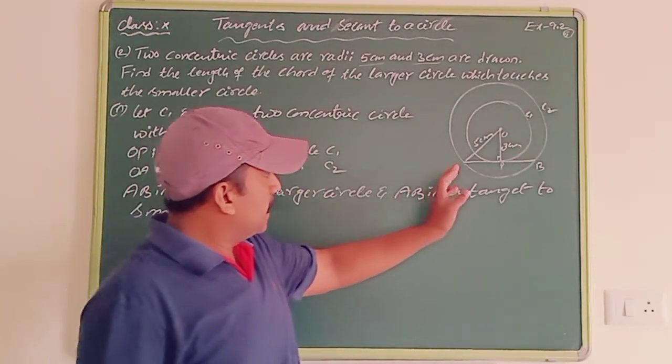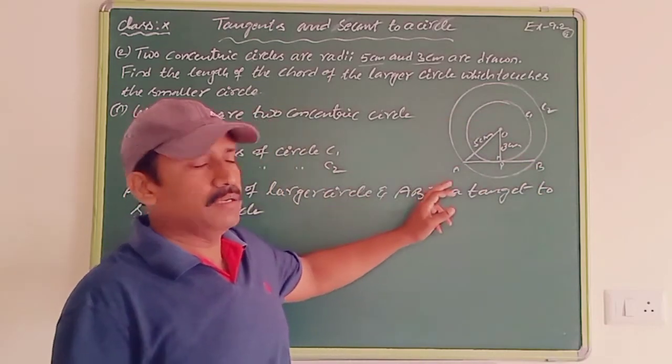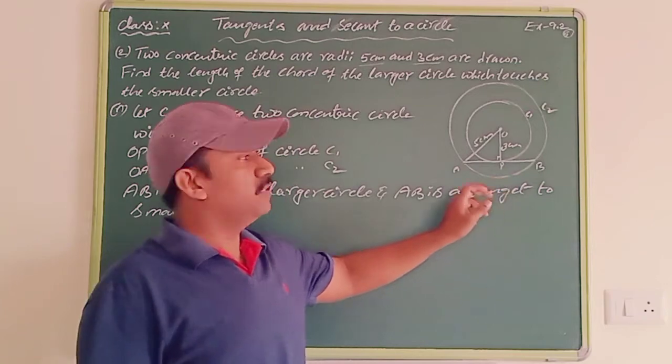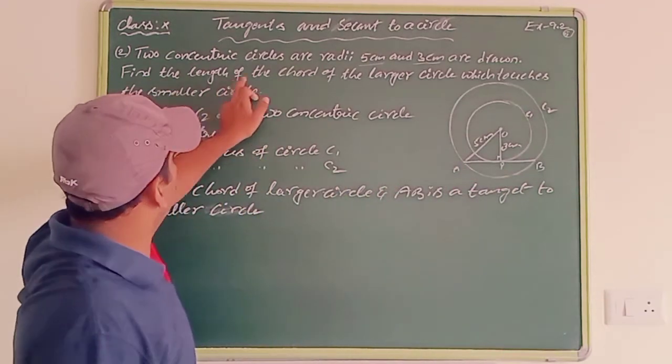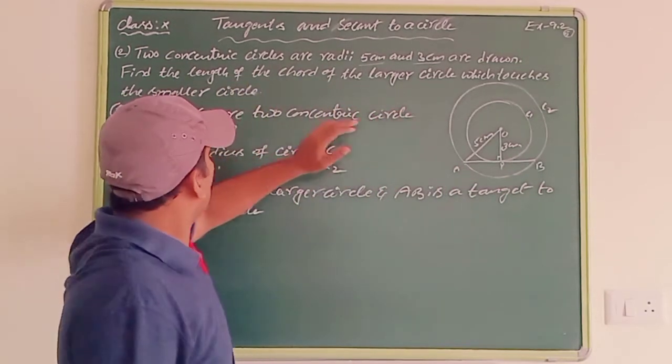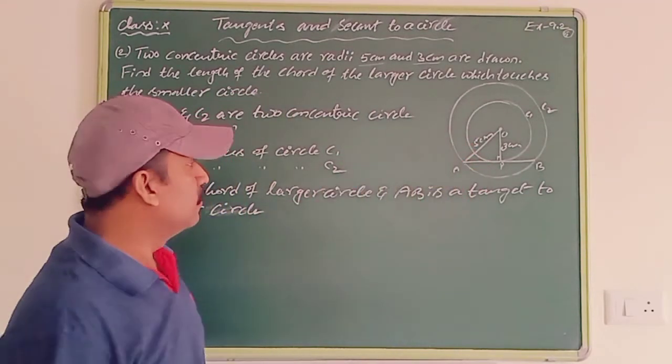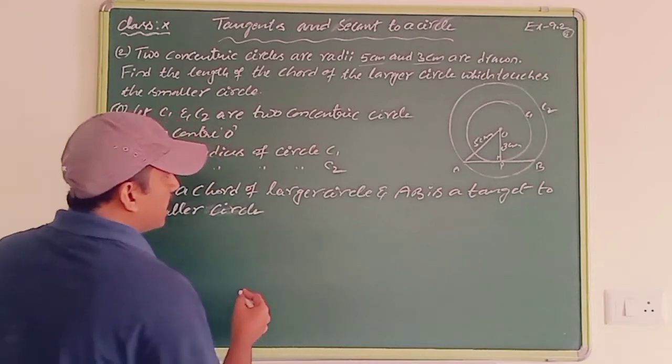Yes, listen here. AB is the chord of the larger circle, but the same AB is the tangent to the smaller circle. Why is it tangent? Because here it is given to find the length of the chord of a larger circle which touches the smaller circle. Touch means it's a tangent, right? So what will we get here?